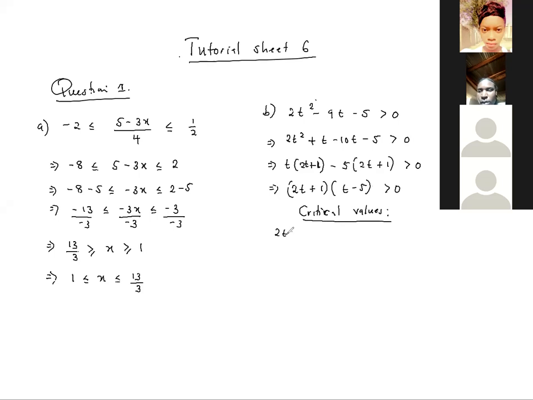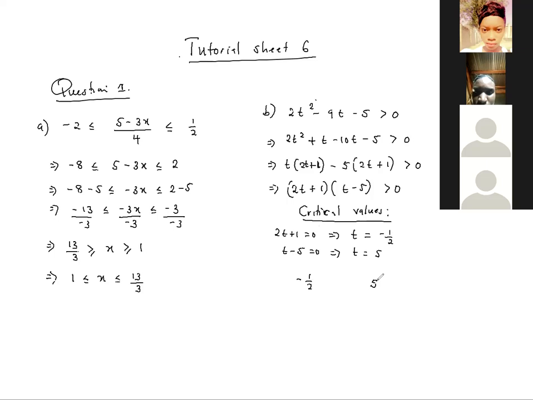So we get 2t plus 1 and equate it to 0, so that we get t is equal to negative 1 over 2. We also get t minus 5 and equate it to 0, so that we get t is equal to 5. Now we have options. You can decide to use a table, or you can use the number line. So I'll use a table.